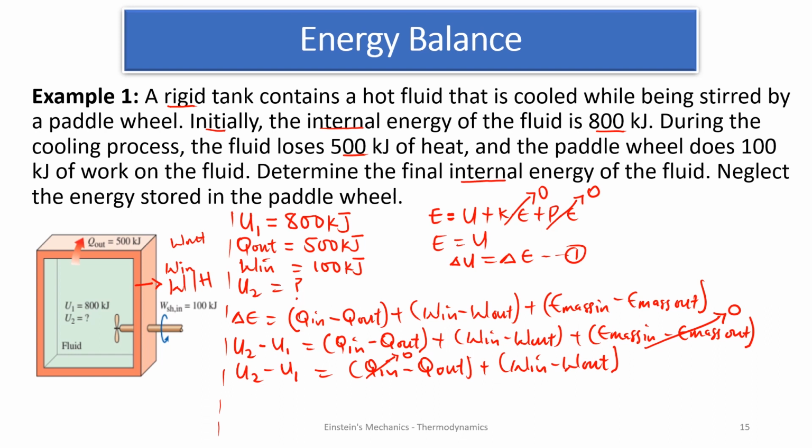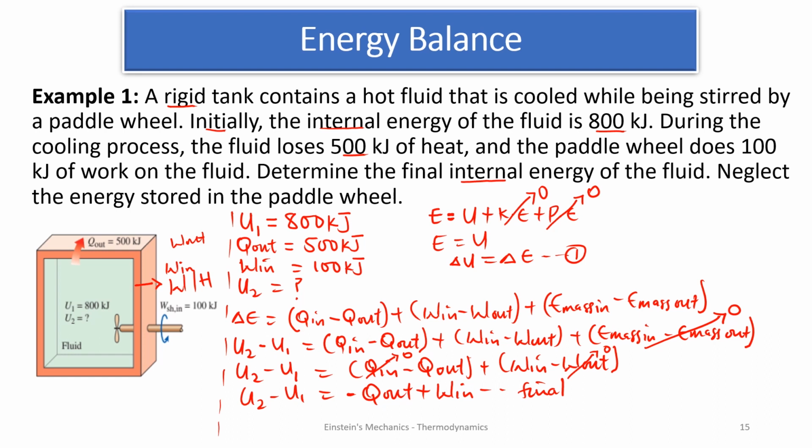Was there any work in? Yes. Work was done into the system. Was there any work out within the system? No. So work out will also go to zero. So now our final equation, U2 minus U1, is equal to negative Q out plus work in. So this is our final equation. Now we have all the parameters. Let's put it in and find our U2, which is to determine the final internal energy.